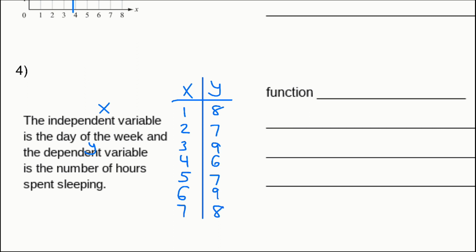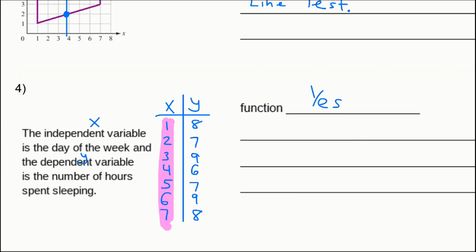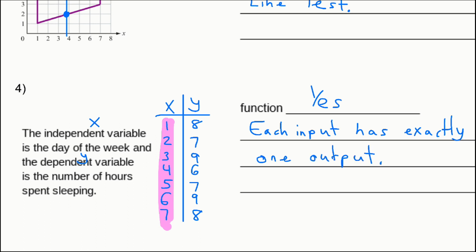The thing that you have to keep in mind is, do these inputs have exactly one output? The answer is yes. They have exactly one output. None of these inputs are repeating. So this is a function. This is a function because each input has exactly one output. Okay? Each input has exactly one output.